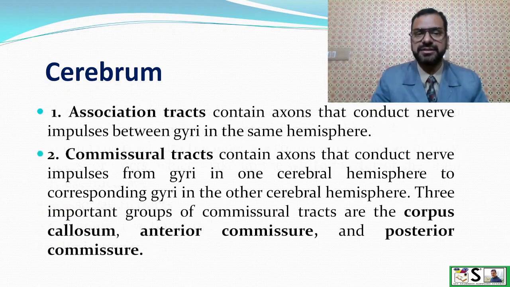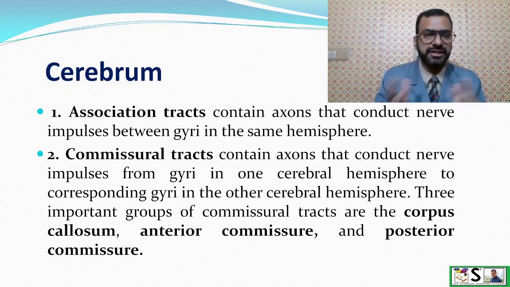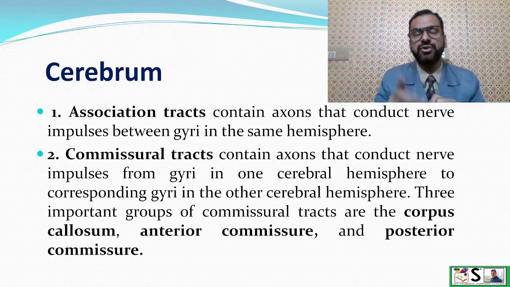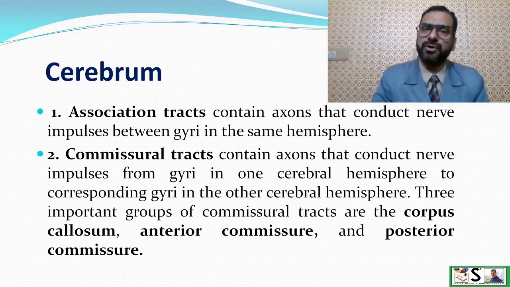Association tracts contain axons that conduct nerve impulse between the gyri of same hemisphere. And commissural tracts contain axons that conduct nerve impulse from gyrus of one cerebral hemisphere to the corresponding gyrus of another cerebral hemisphere. Three important group of commissural tracts are corpus callosum, anterior commissure, and posterior commissure.